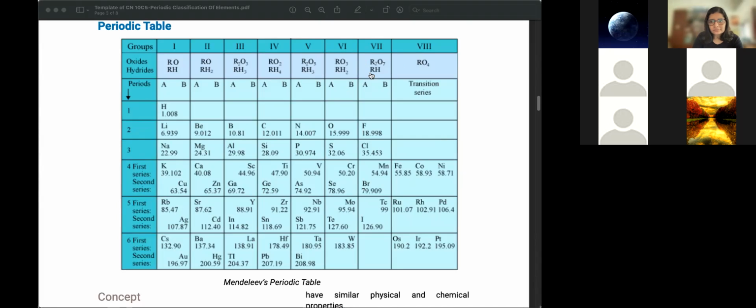His total elements were 63, na? Yeah. So when Dobereiner started, it was like 33. When Mendeleev started, it's like 60-something. Yeah.